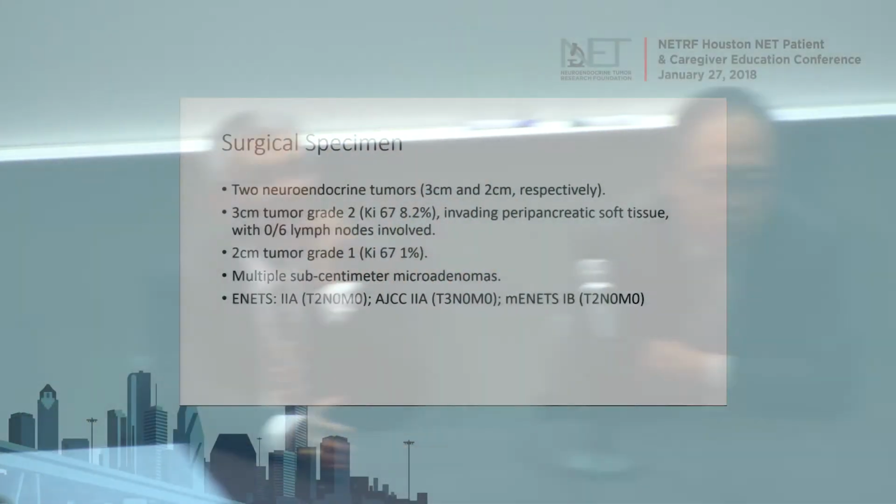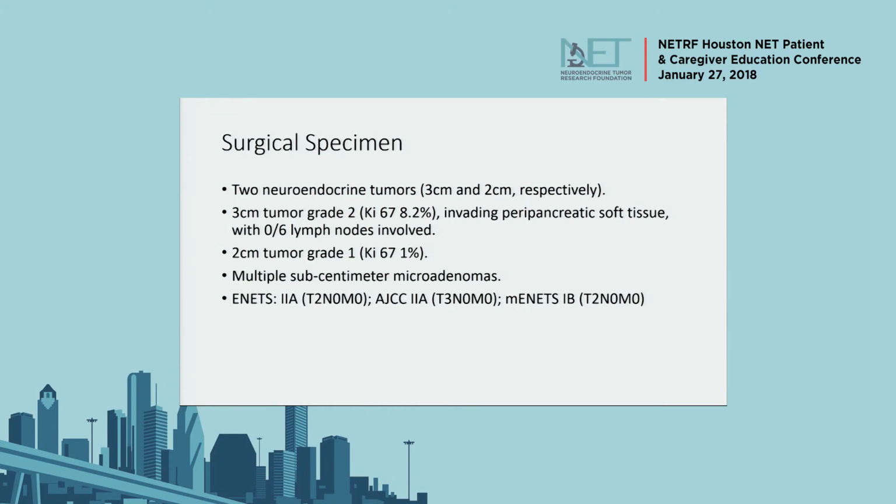So this patient went to the operating room and had both tumors removed, what we would call a mid to distal pancreatectomy, that's sort of right, because they left the head and removed the rest. As predicted by our panelists, the tumor towards the head of the pancreas was a grade 2 neuroendocrine tumor with a Ki-67 of about 8%. That invaded out of the pancreas into some of the peripancreatic soft tissue, but not the adjacent organs, and none of the lymph nodes were involved.